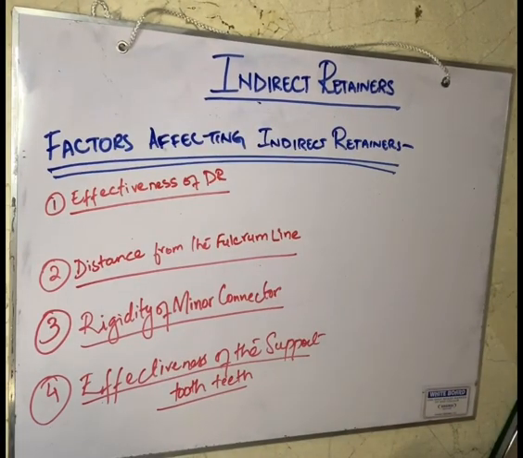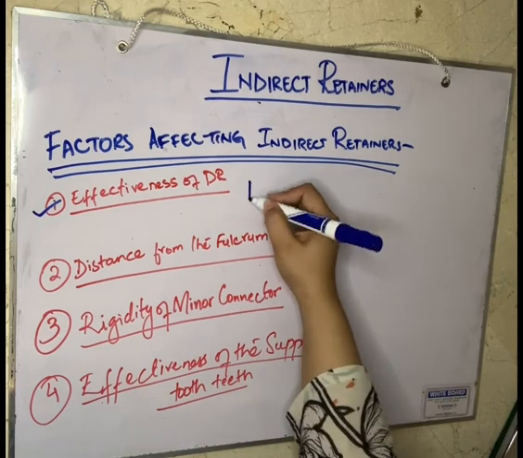Okay, so now we'll be discussing the factors affecting indirect retainers. First and foremost is the effectiveness of the direct retainer. So what does this basically mean? It means that the direct retainer is not rigidly fixed or attached. If it is not functioning properly, it will lead to displacement. So even in the presence of indirect connectors, where direct connectors are not working properly, then there will be still displacement.